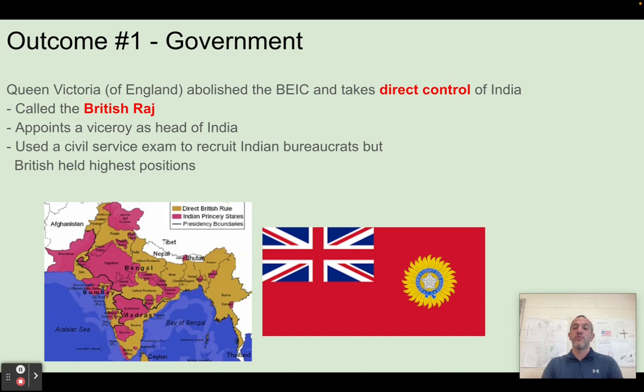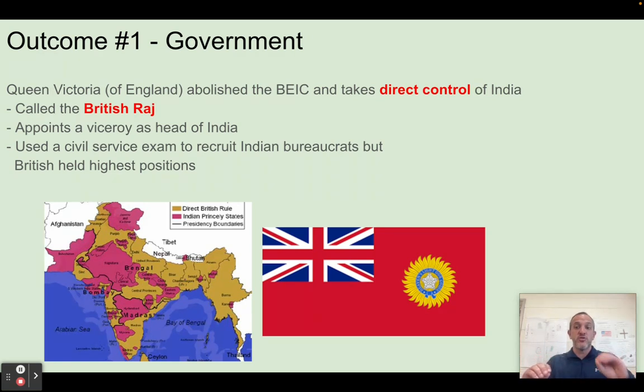Number one is the government structure. Queen Victoria, who was the Queen of England at the time, and for a very long time, actually has her own era called the Victorian period or Victorian England. She abolishes these merchants. She says, you guys are done. You're not in charge anymore. They're called the British East India Company. That's why it says BEIC. You're out of here. And the government of England takes direct control over India, meaning they directly govern India.